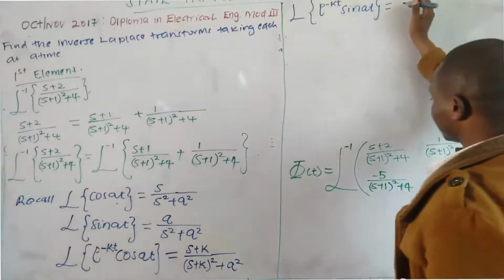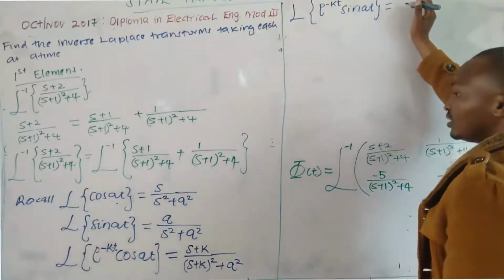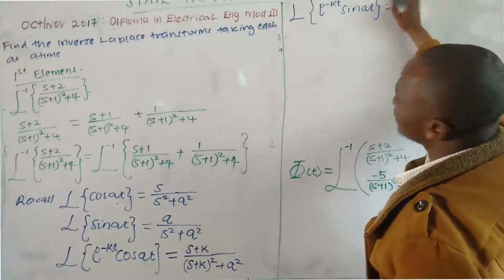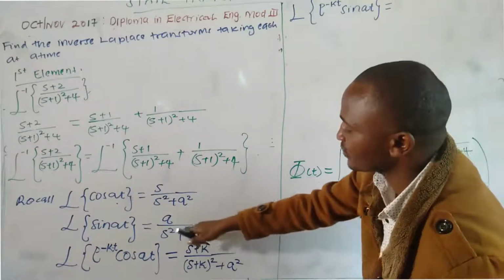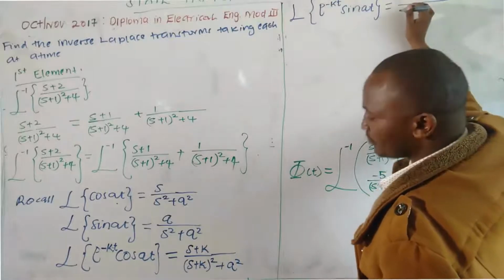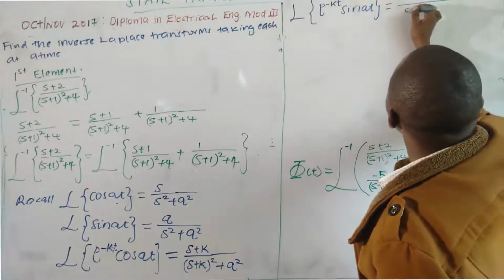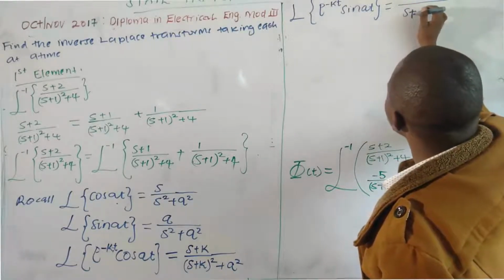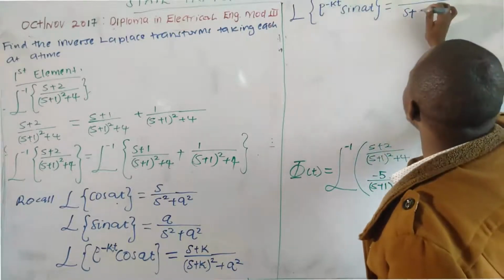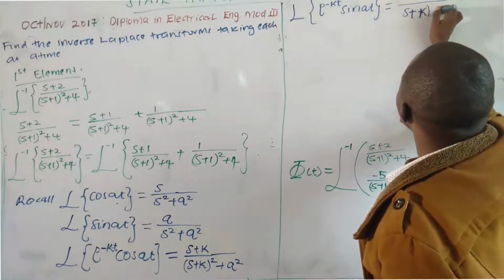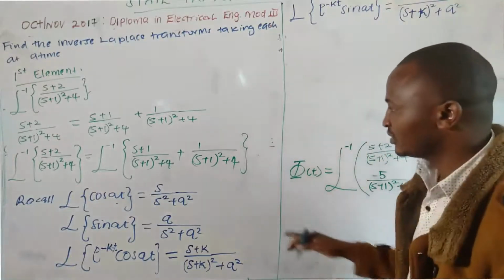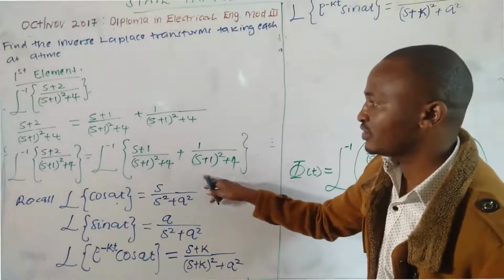that will be, we don't have K on the numerator, we don't have S on the numerator, you have A, so it will be A over, but you have S on the numerator. As you try to write the S, before you finish, remember, because of this exponential KT, you should add a K, and then you finish off by squaring plus A squared. So here you have application of the shift theorem.